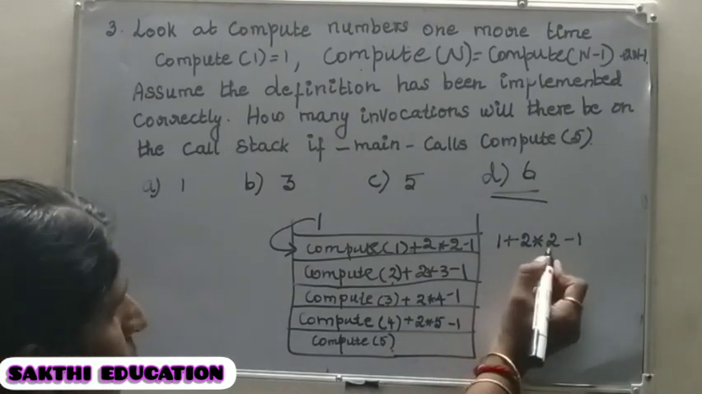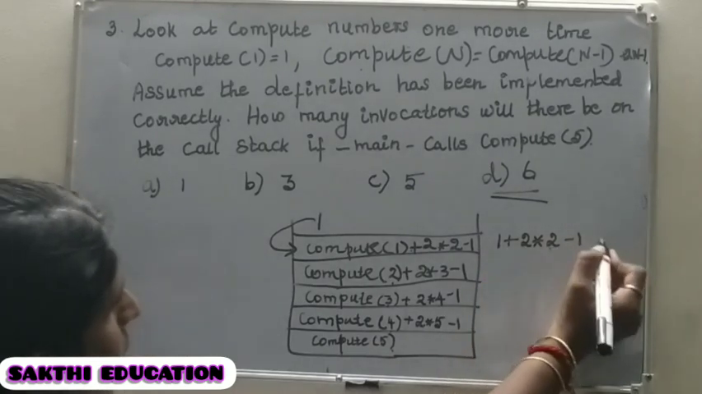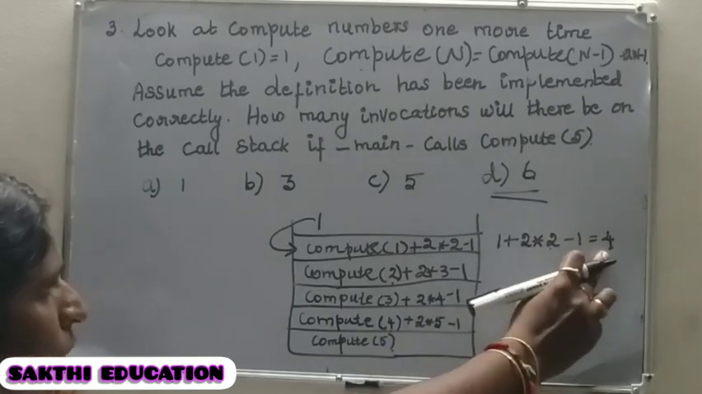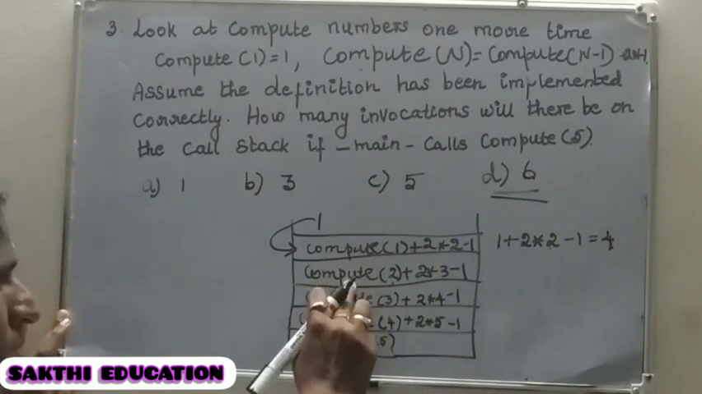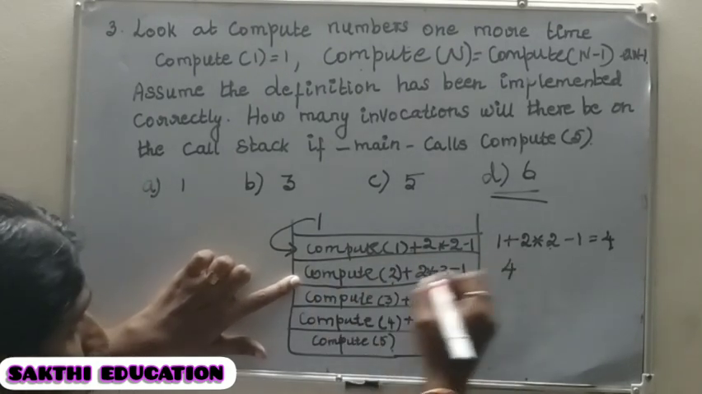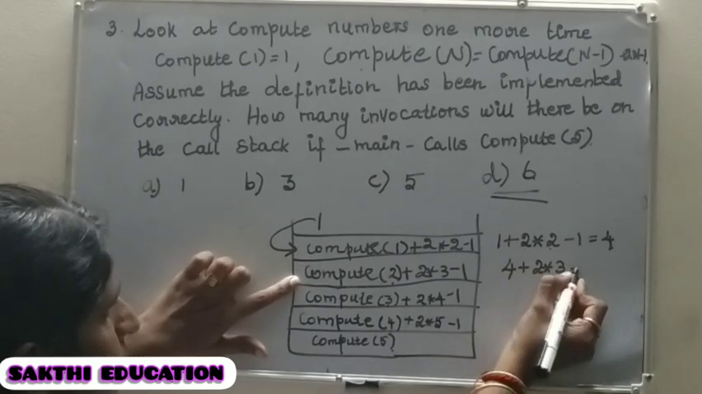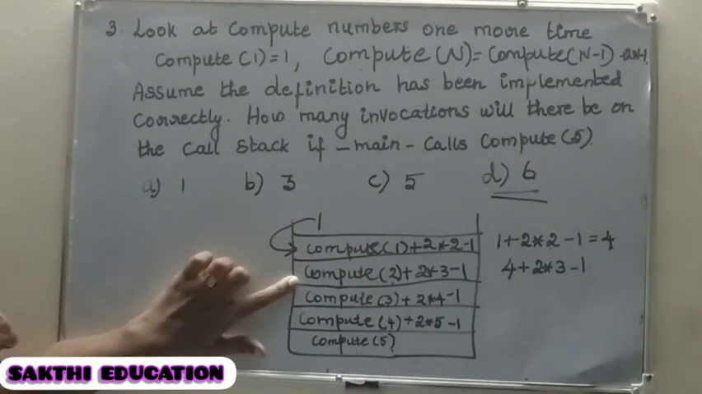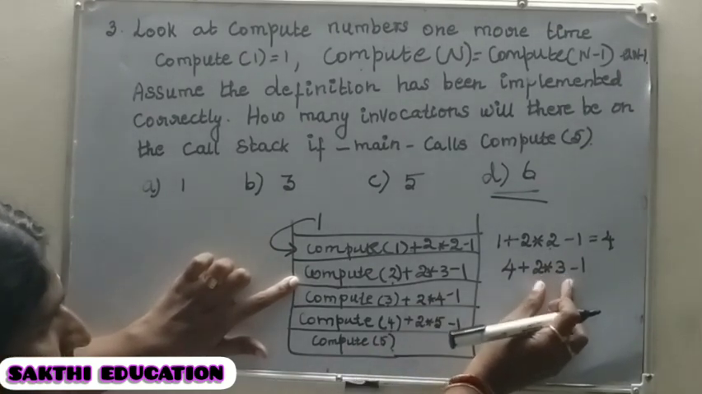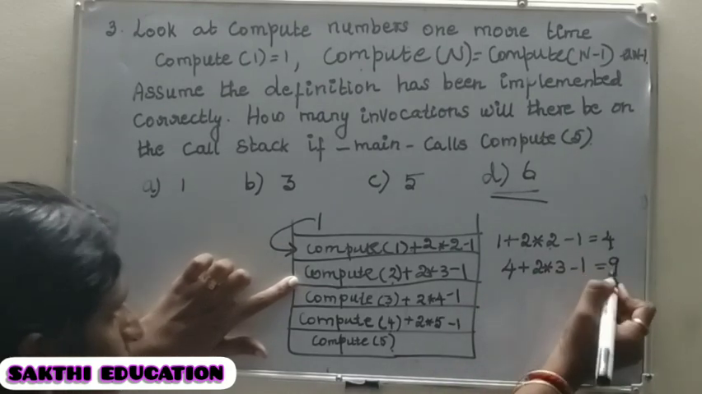So how do you get it? 2 into 2, 4. 4 minus 1 is what? 3. 3 plus 1 equal to 4. This 4 will return back to the compute of 2. For compute of 2, you got the answer 4. And then this plus 2 into 3 minus 1. Evaluate the expression. First the multiplication operator, 2 into 3 is 6, 6 minus 1 is 5, 5 plus 4 is 9.